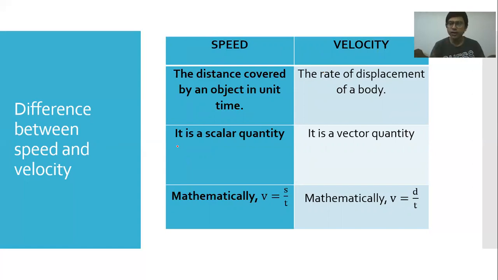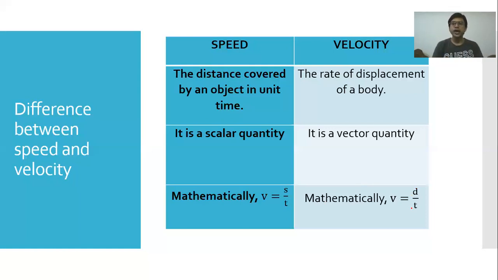What is scalar and vector? We will be talking about that in a very short while. So this is its second difference. And the third difference could be its formula. Mathematically, the formula for speed is v = s/t, where s is the distance and t is the time. Whereas mathematically, the formula for velocity is again represented by v, but its formula is v = d/t, where d represents displacement.